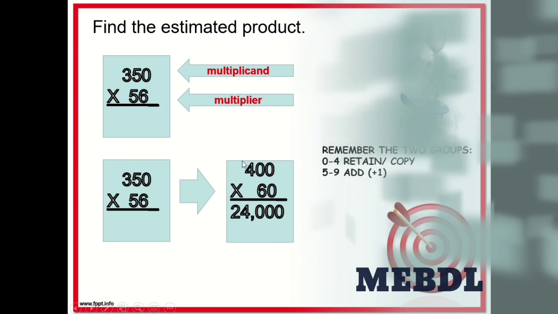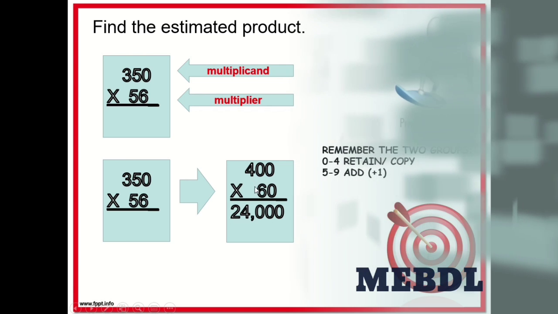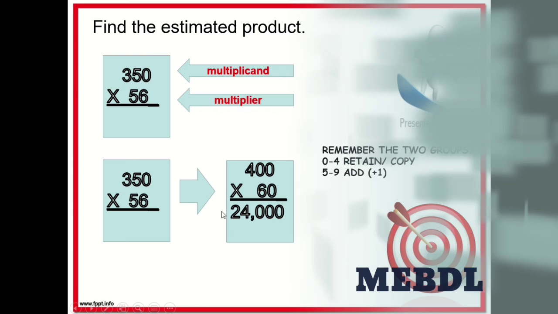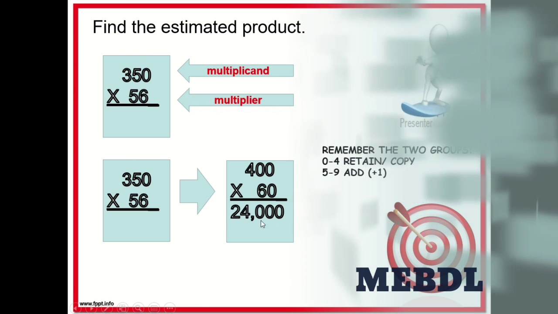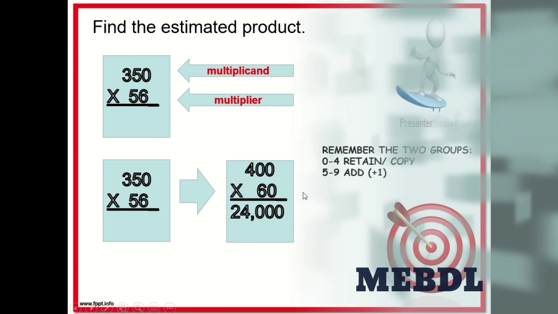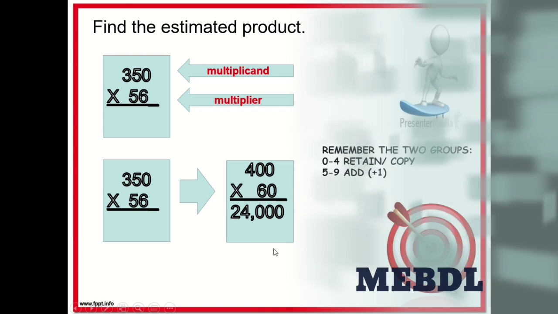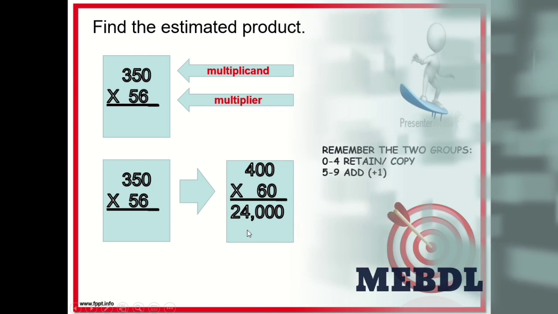Multiply the non-zero digits. In this case, we have 6 and 4. 6 times 4 or 4 times 6 is equal to 24. Copy the zeros on both factors to the product. The estimated product of 350 times 56 is 24,000.